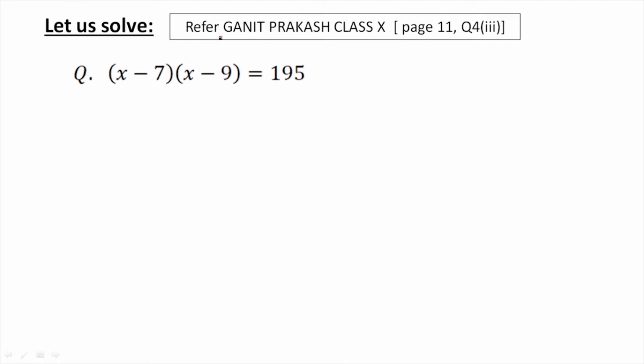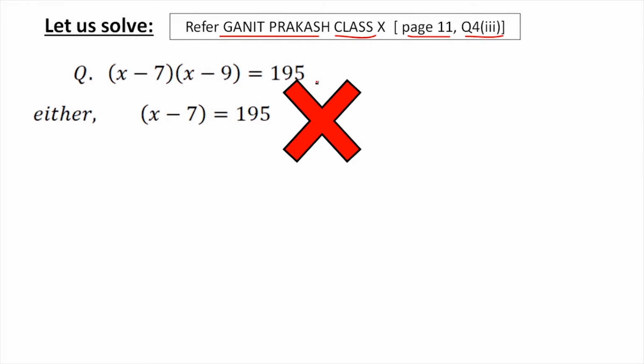This you can refer to the book Ganit Prakash, class 10, page number 11, question number 4.3. So we have here x minus 7 into x minus 9 is equal to 195. So either x minus 7 is equal to 195. This is completely wrong. In the previous examples we always did either or, but here you cannot do either or.